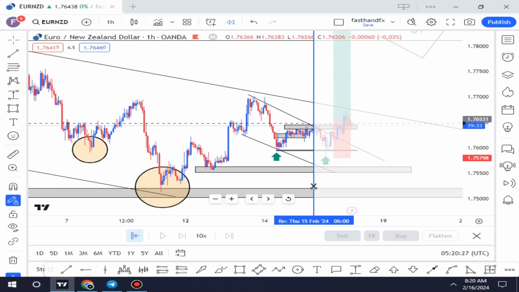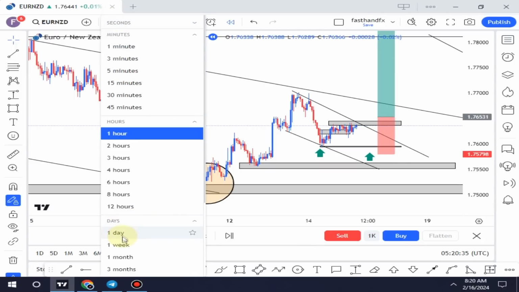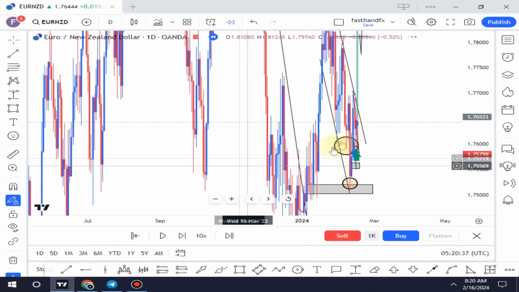So let me take you back and show you what happened and how we made the analysis, what the market was looking like before that madness. You know what I mean? So first things first, I'll go back to the higher time frame, which is the daily. Okay. So now I'll explain what happened and what I was seeing during my analysis.